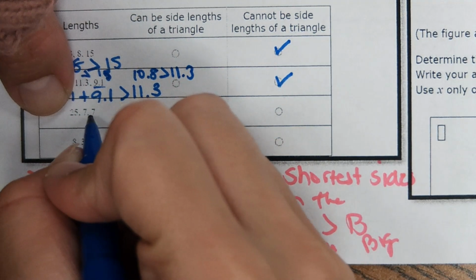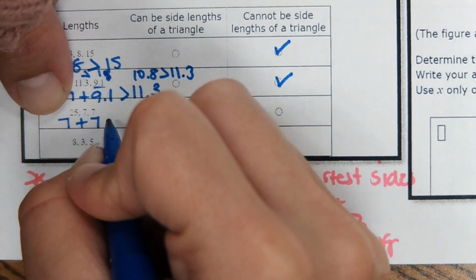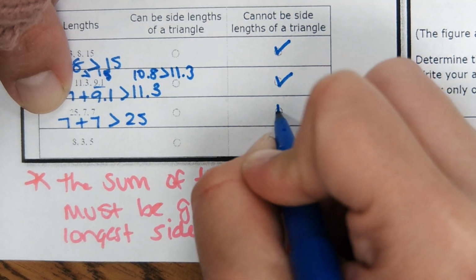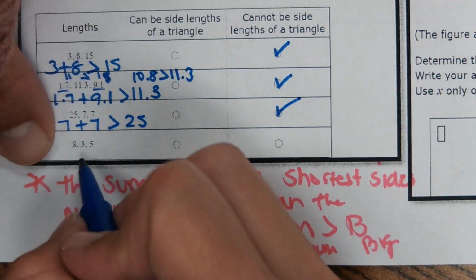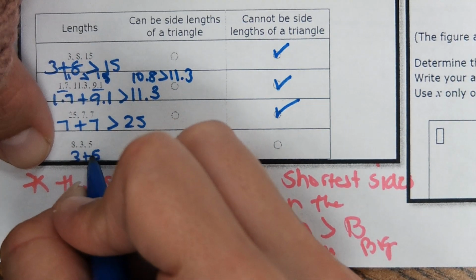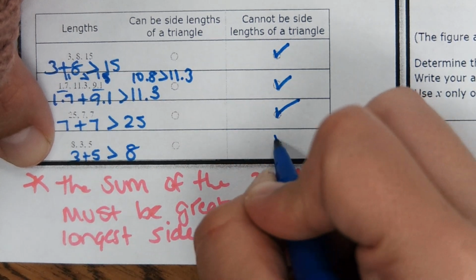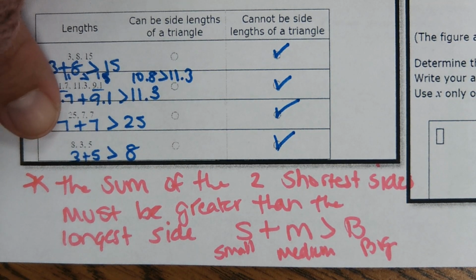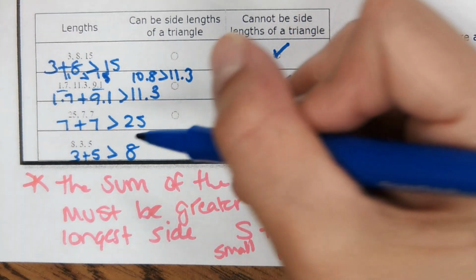And here, the two shortest sides are 7 and 7. 7 plus 7, is that greater than 25? No. And then here, 3 plus 5, the two shortest sides, is that greater than 8? Nope. So it was no for all of them. If it is greater than the third side, then it would be a yes.